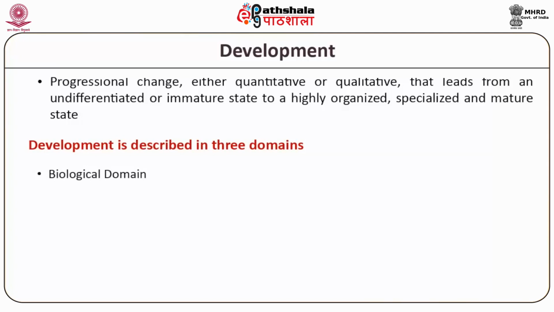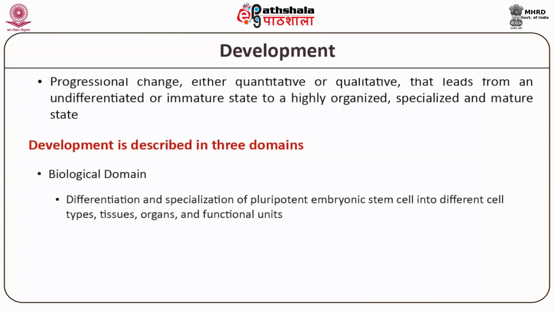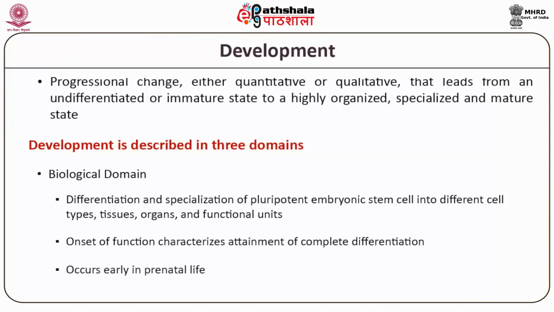Biological context includes differentiation and specialization of pluripotent embryonic stem cells into different cell types, tissues, organs, and functional units. Onset of function in a particular tissue or organ characterizes attainment of complete differentiation, which occurs in prenatal life.